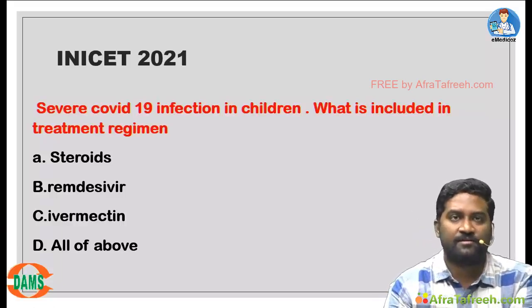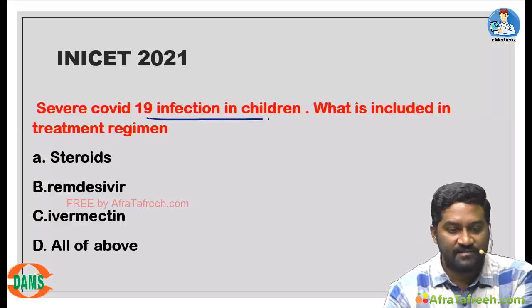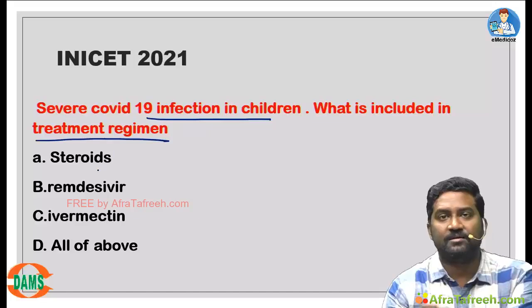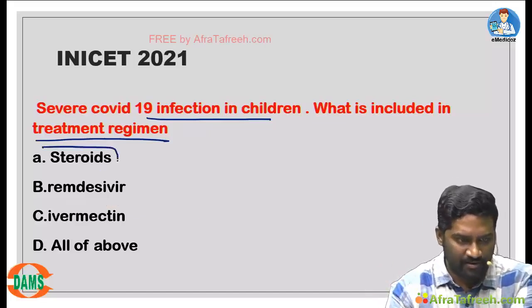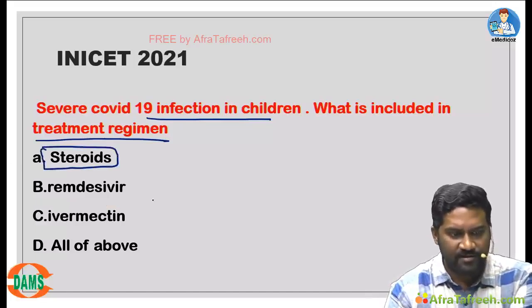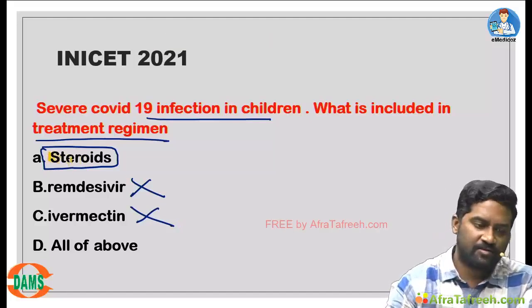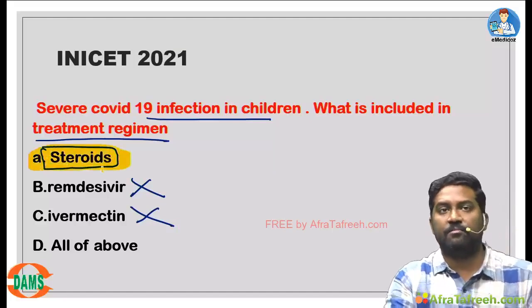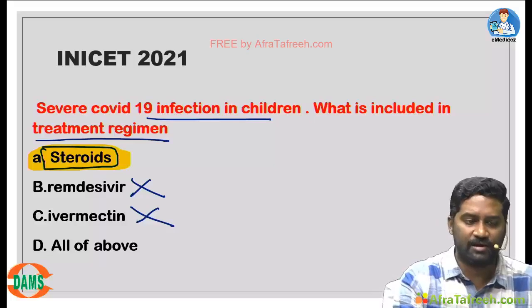In INICET 2021, severe COVID-19 infection in children, what is included in treatment regimen? See, let it be children or adults, most important is only steroid. In children, remdesivir is not indicated, ivermectin is not indicated. So this is a direct question. In children also you can give steroids. Remdesivir is not indicated. Ivermectin is also not indicated.